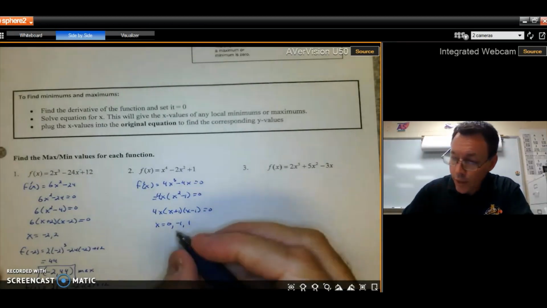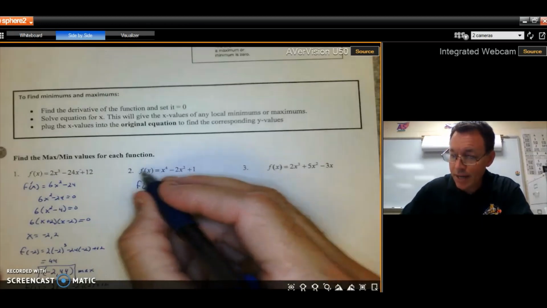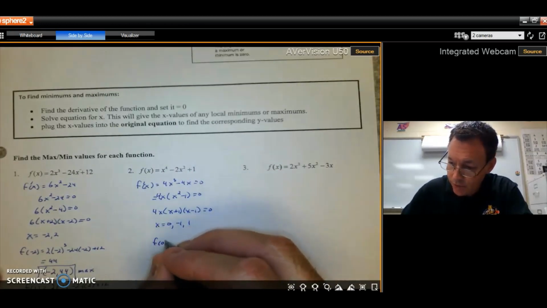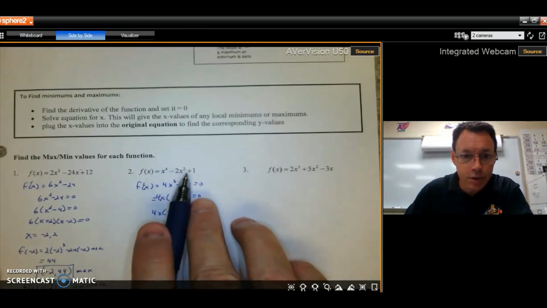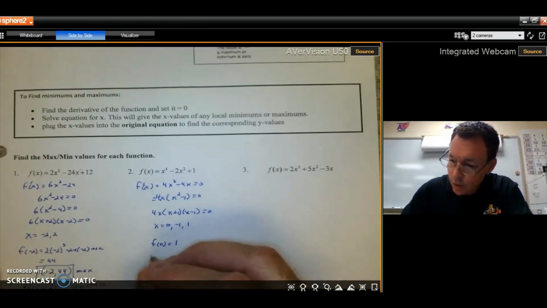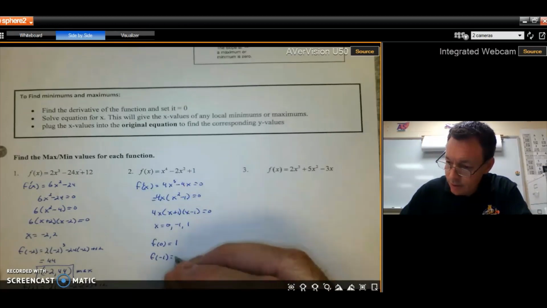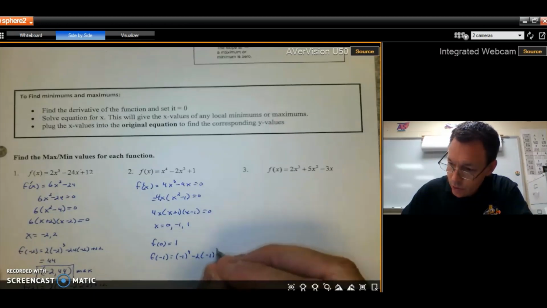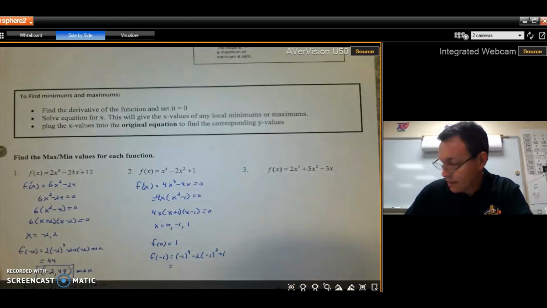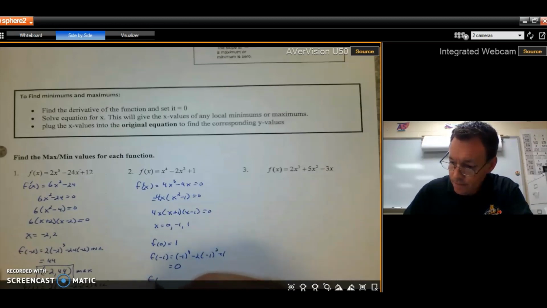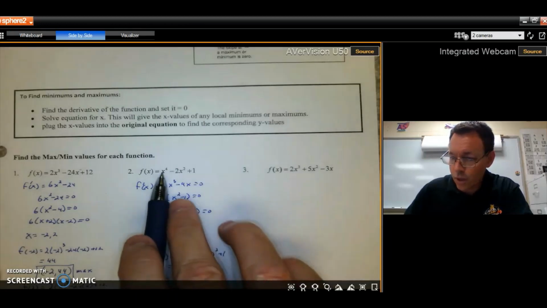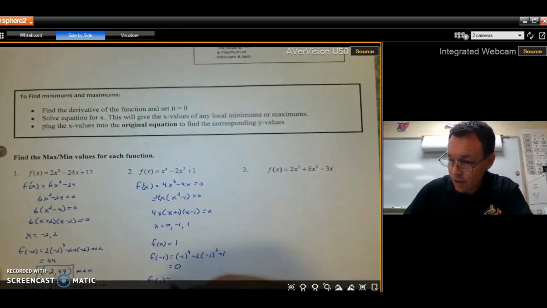Okay, so we're going to take each of these 3 points, put them back to the original equation. So we're going to put f of 0, well, that would just be 1. We're going to put f of negative 1. So we're going to put negative 1 here. So negative 1 to the 4th, minus negative 1 squared plus 1. And you're going to simplify that. So put it in your calculator. You're going to get 0. And then we're going to put in a positive 1. And again, that's going to give us 1 minus 2 plus 1. It's going to give us 0 again.